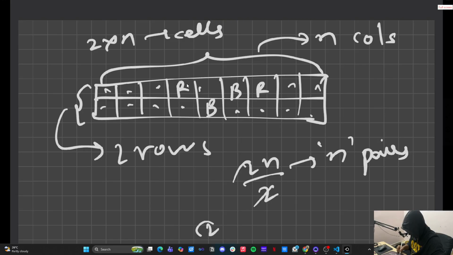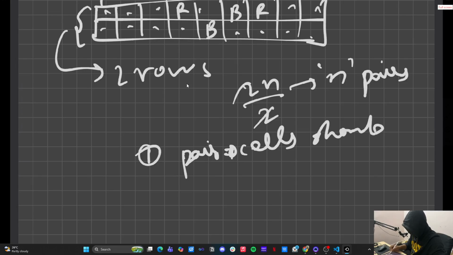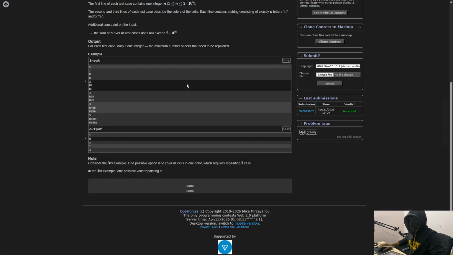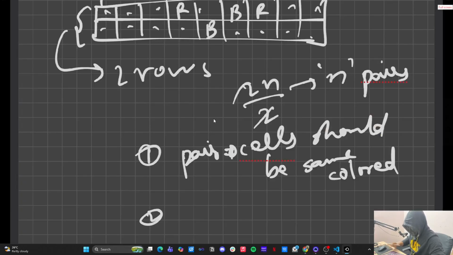And in the second condition, sorry, it's the first condition, not the second condition. What they're saying is that whatever pair you have chosen, the cells in the pair should be the same colored, right? They've said the pair has to be the same color and each pair shares a side. The second condition is very important.